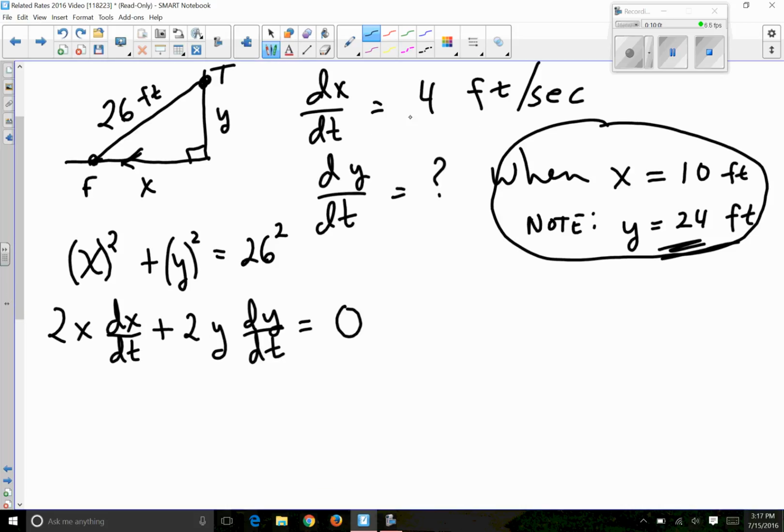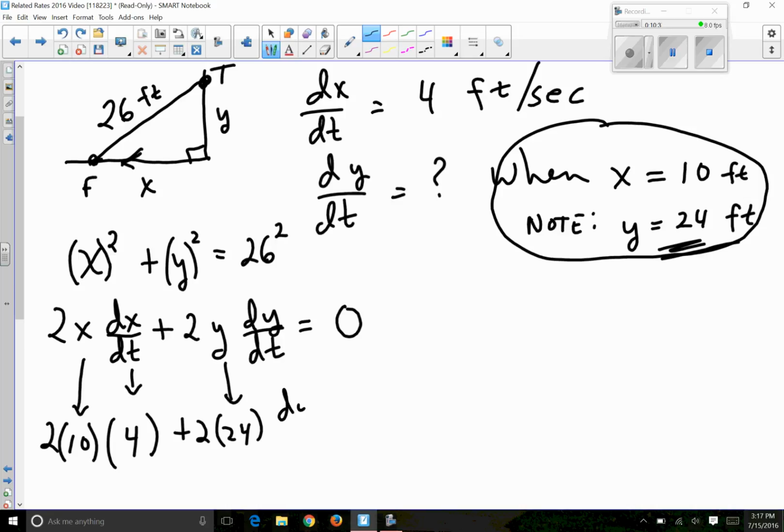Now where the dx/dt is, we're going to put 4. Where the dy/dt is, we're going to put dy/dt. Where the x is 10, where the y is 24. Because we know dx/dt is 4 feet per second, and when x is 10, y is 24. And we're trying to find dy/dt. That's how fast the top of the ladder is sliding down. We're trying to find that rate when x is 10.